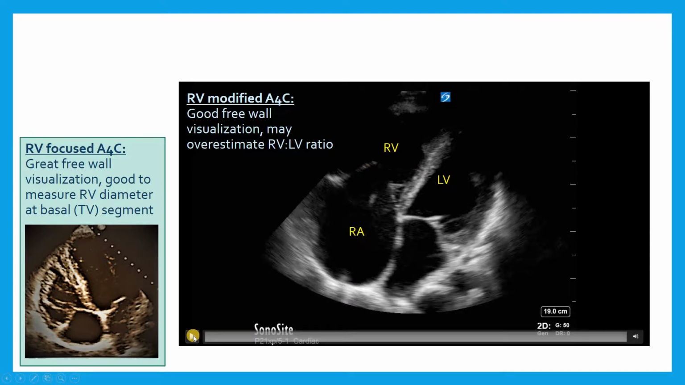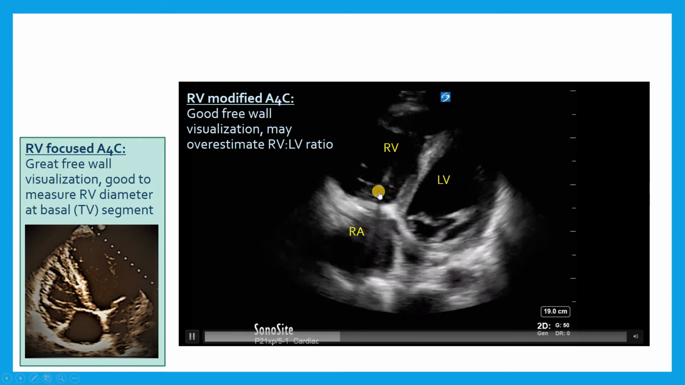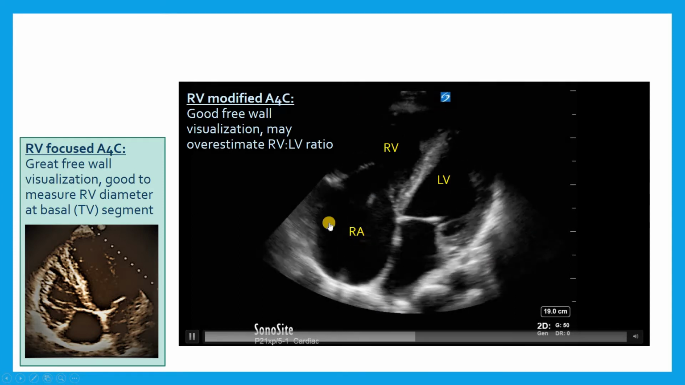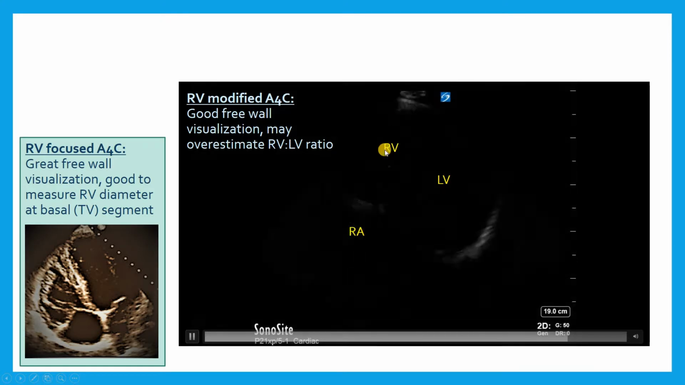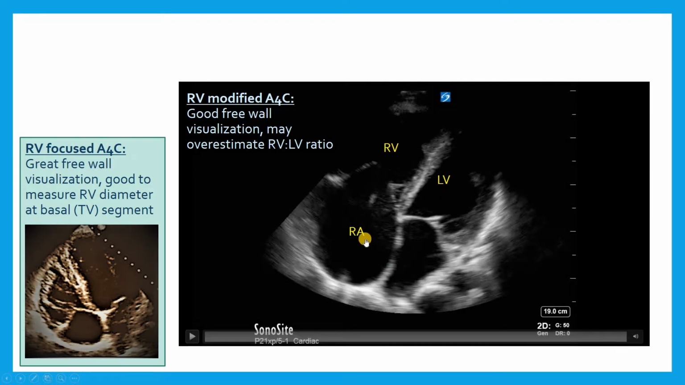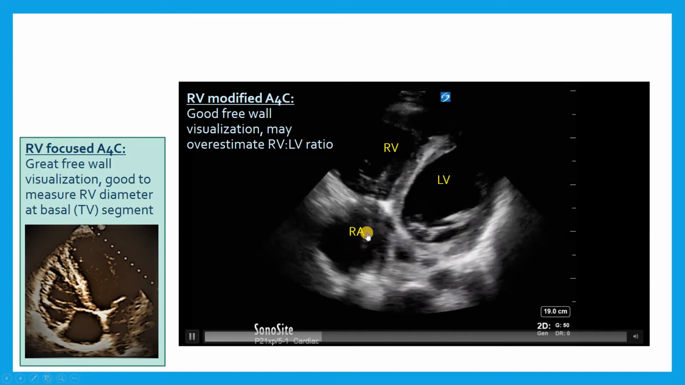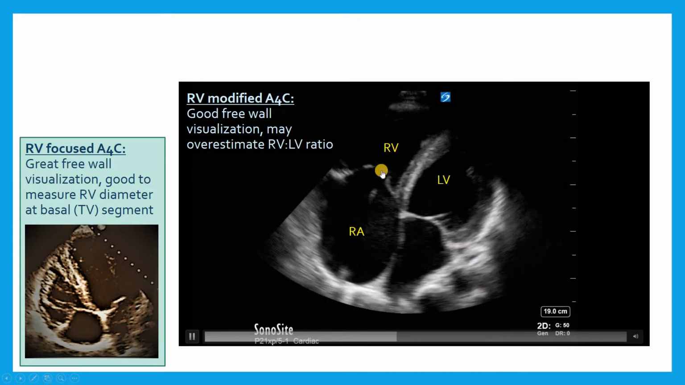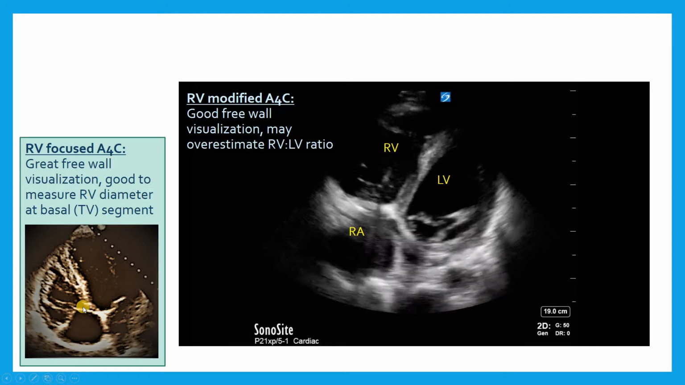One of the nice things about this is that it's sometimes really great for picking up TR jets, which we'll talk about more in a moment. So this modified view often gives you the best angle, right? You want a pretty straight line through the tricuspid valve. This often gives you the best angle to pick up that RV to right atrial systolic pressure gradient, also known as a tricuspid valve regurgitation jet. And as you can see here, we have what looks like a pacer wire or a catheter, probably a pacer wire since it's going in the RV, traversing the valve. And you can sort of imagine putting your Doppler through there and picking up a nice TR jet.